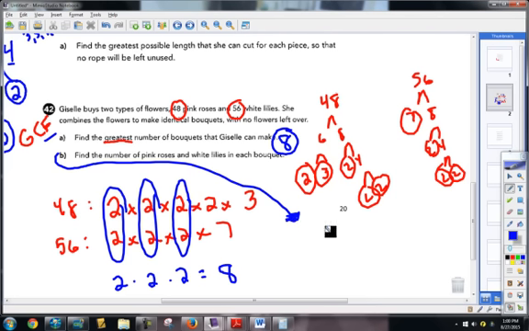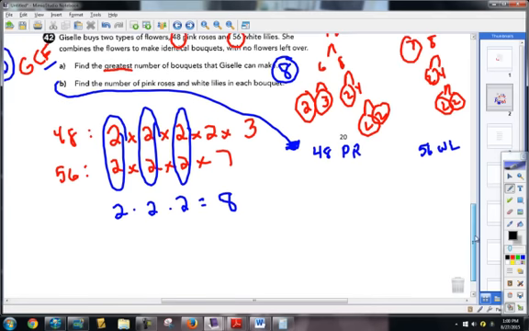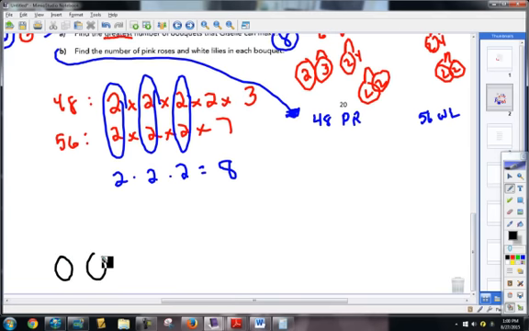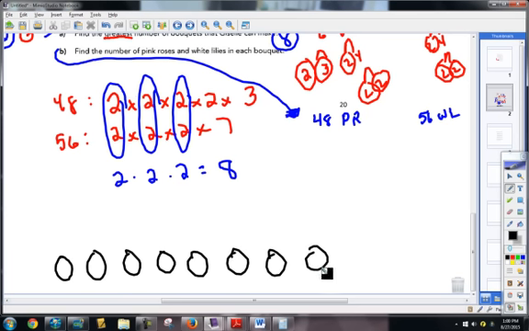Okay, so basically, we have these 48, and I'm going to put PR for pink roses, and then we have these 56, WL for white lilies. Okay, we know that she's going to make 8 of these arrangements or these bouquets. So what I like to do, and I know you don't have room for this, so we should maybe do it at the bottom, that'll help you guys. I'm going to just draw 8 circles. Each one of these circles, basically 3, 4, 5, 6, 7, 8, is going to represent one bouquet.